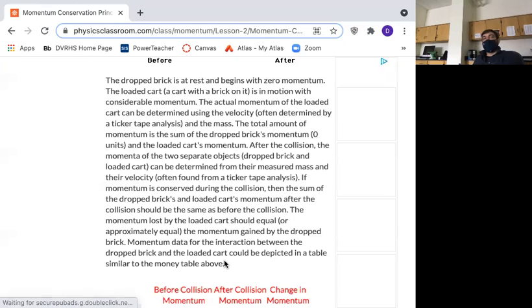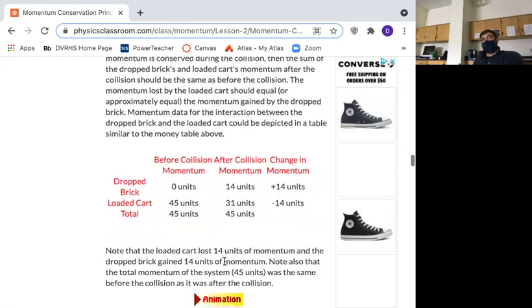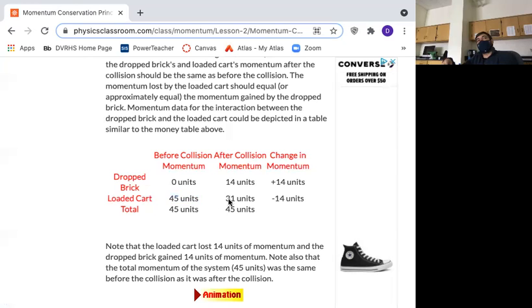Momentum data for the interaction between the dropped brick and the loaded cart could be depicted in a table similar to the one above. So before the collision, the dropped brick was at rest and had 0 units of momentum. The loaded cart was moving with a mass, so it had 45 units of momentum, whatever velocity and mass it was going at. Then after you drop the brick on the cart, the whole thing is moving slower. That cart slows down. It loses momentum. See how it went from 45 to 31? Because that cart slowed down.